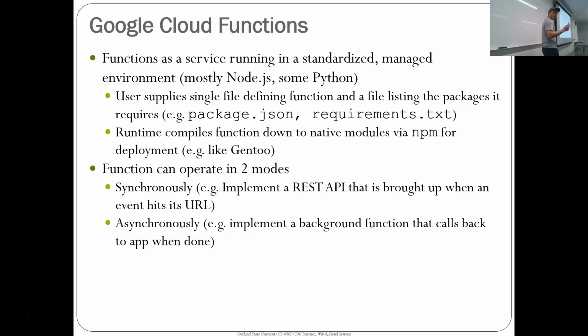And then this can be used to support functions in two modes. You can have a synchronous mode, which is sort of like implementing a REST API endpoint, where the function will run until the response is sent back to the user. That's synchronous. It could also do things asynchronously, where you call it, and then it'll run in the background, and it will basically do a callback whenever the function is done. It'll call back to the app. So those are the two modes. We're going to do mostly the synchronous mode in your labs.